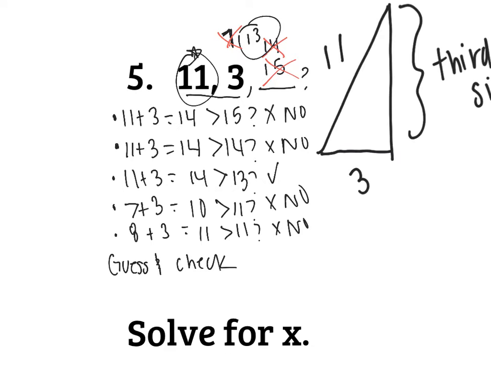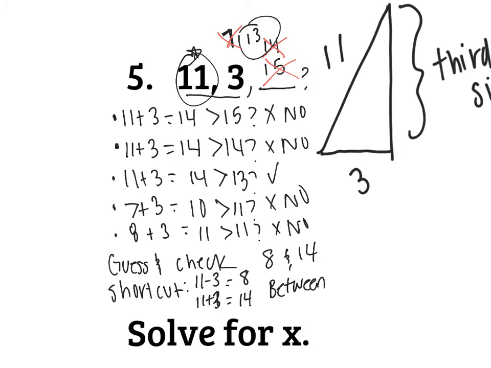But the shortcut, so you'll never have to go through this process again, is that we take the two numbers that were given and we subtract them and we add them. So 11 minus 3 is 8. 11 plus 3 is 14. So the range is between 8 and 14, but it can't include 8 and 14. So it is between 8 and 14. That would work for saying your range.